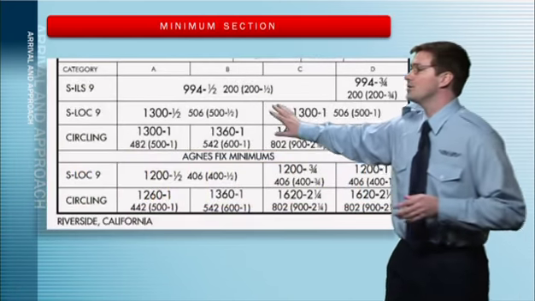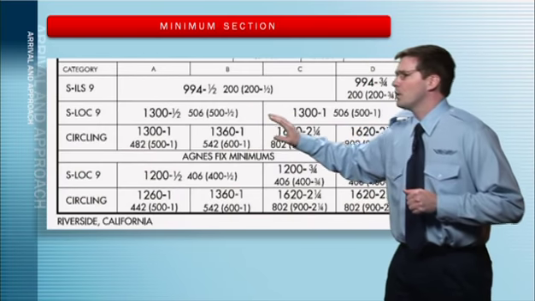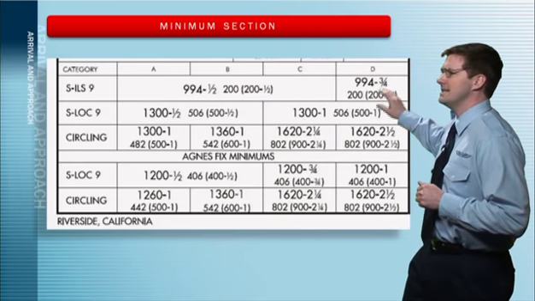Here we have enlarged the minimum section for a better view right here. The straight-in ILS for runway 9R is the same across all categories of aircraft, A, B, C, and D.